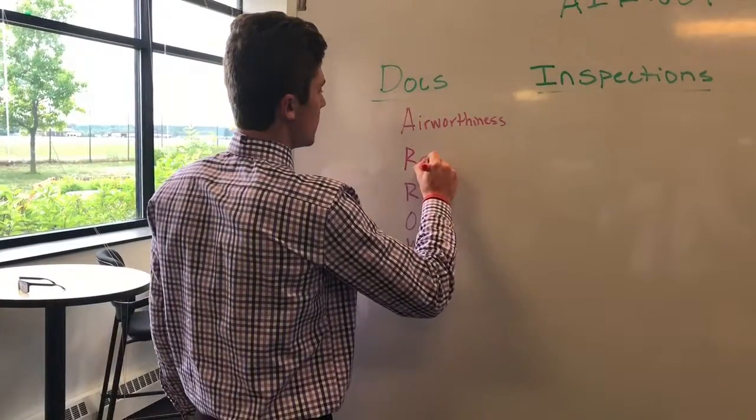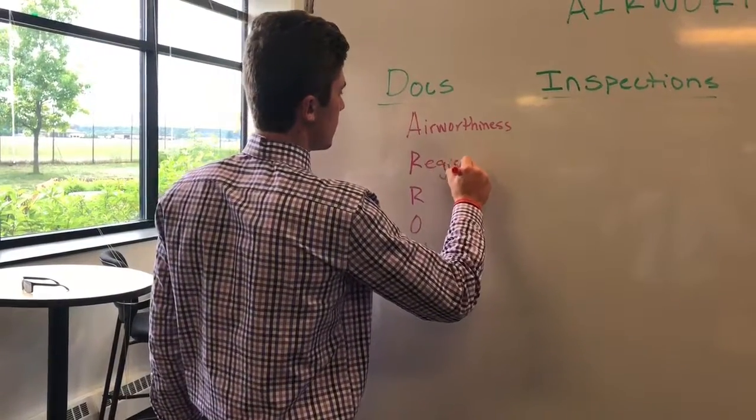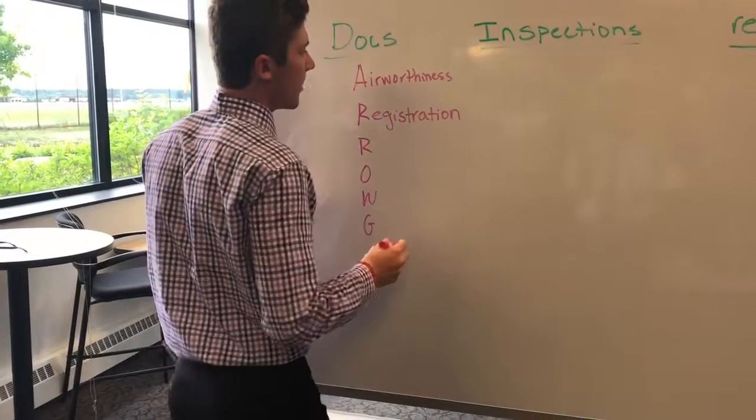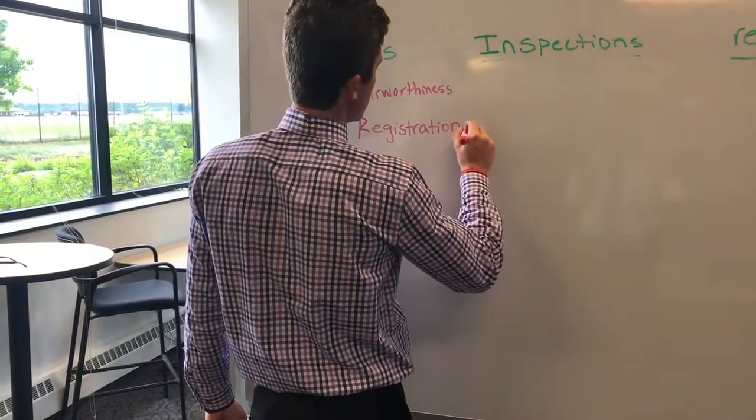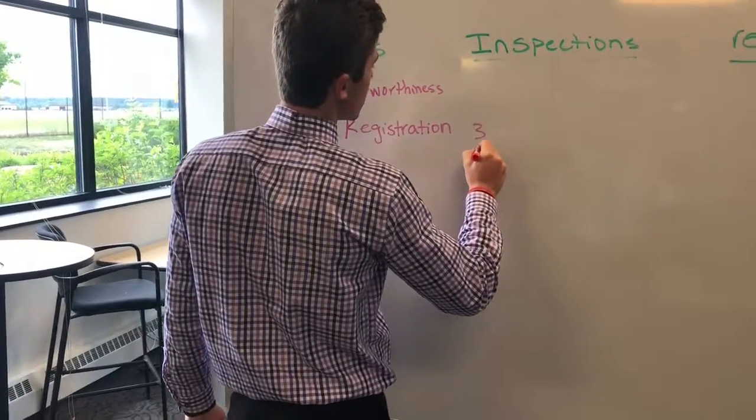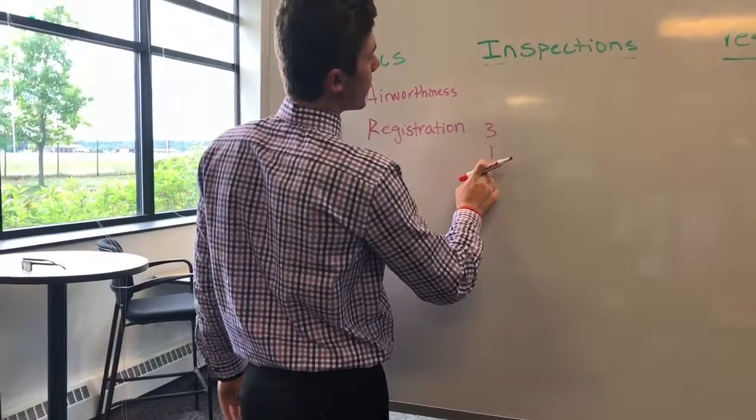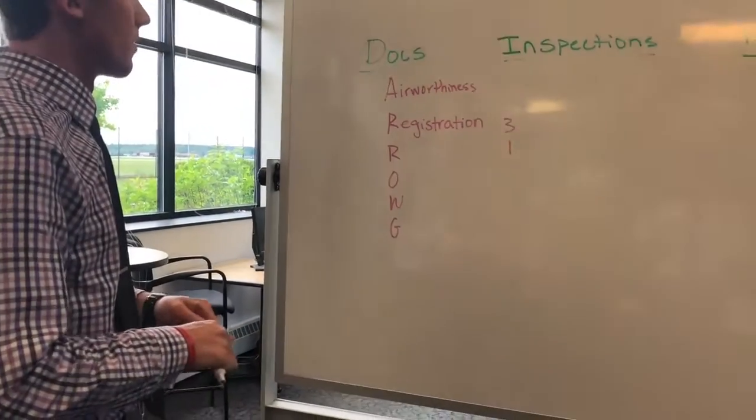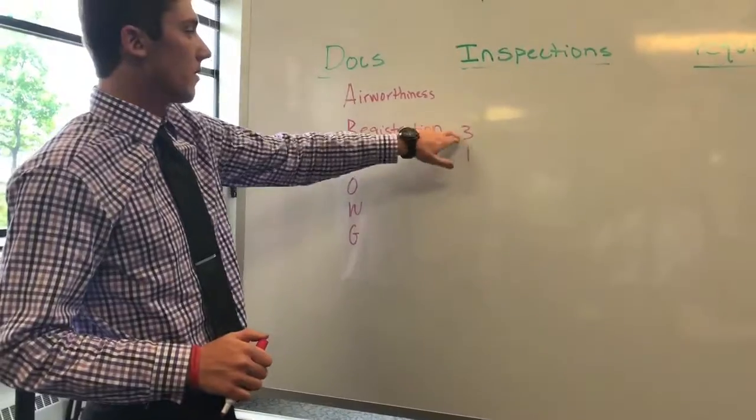We have our registration. We have state and federal. So state is 3 years. No, state is 1 year, my bad. Federal is 3 years. So we'll have to get those renewed for the state every 1 year, federal every 3 years.